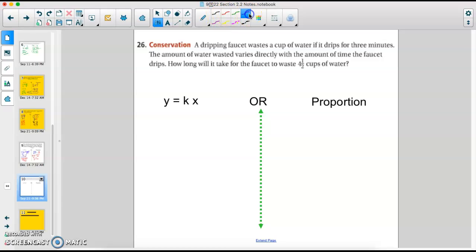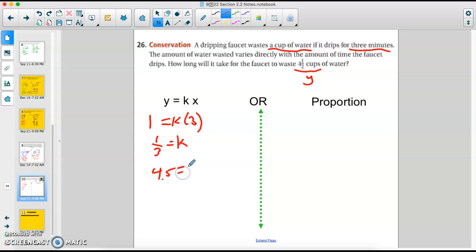Okay, so our first numbers here, a cup of water for every 3 minutes. Okay, so we get 1 cup wasted every 3 minutes. Okay, so our K would be, when we divide, our K would be 1/3. Okay, and so now it wants to know how much will it take to waste 4.5 cups. And this is your Y. Okay, so 4.5 cups, 1/3 X. There we go.